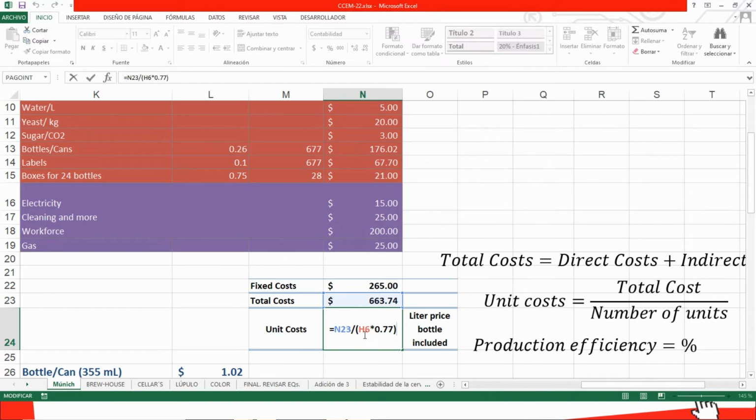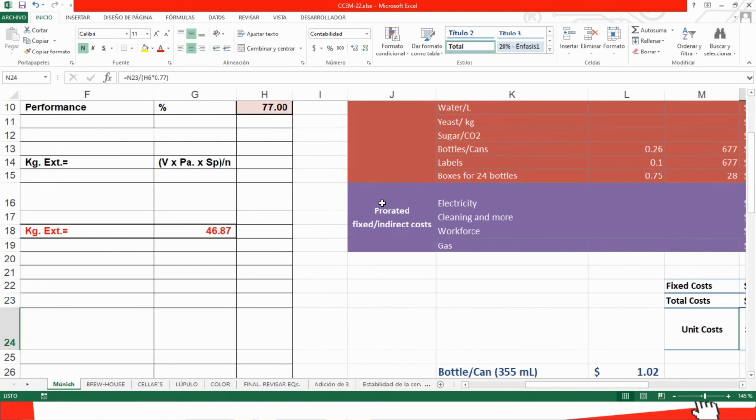Remember that if you don't know what wort is, the wort is previous to the beer. The yeast will transform the wort into a beer with alcohol and CO2 and all the aromas and flavors of the beer. So I'm going to multiply the 300 liters by the efficiency of my production, that is 77%, as I have told you before, and I have here in my table.